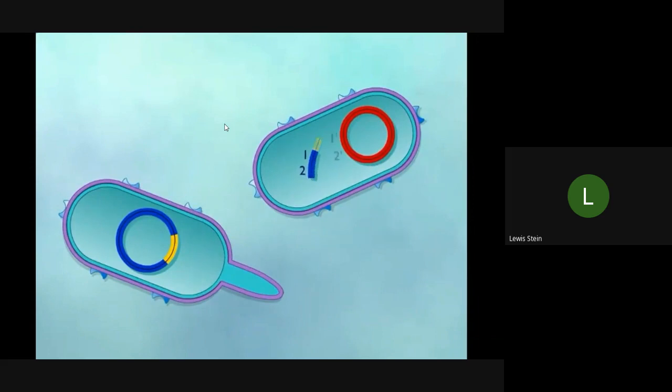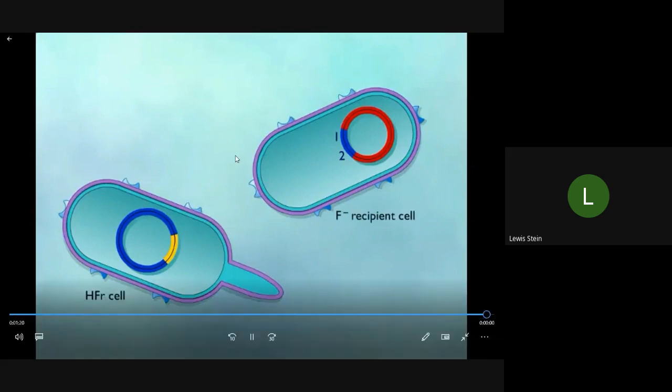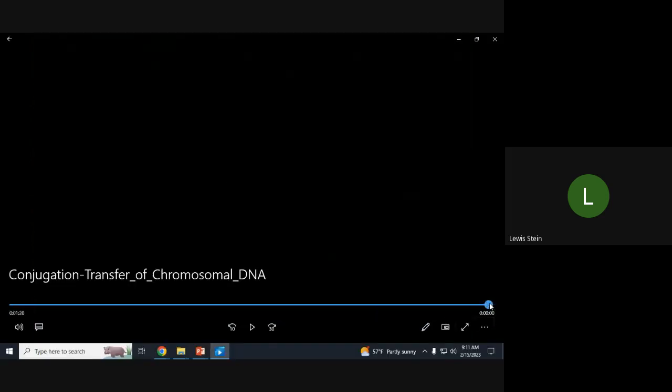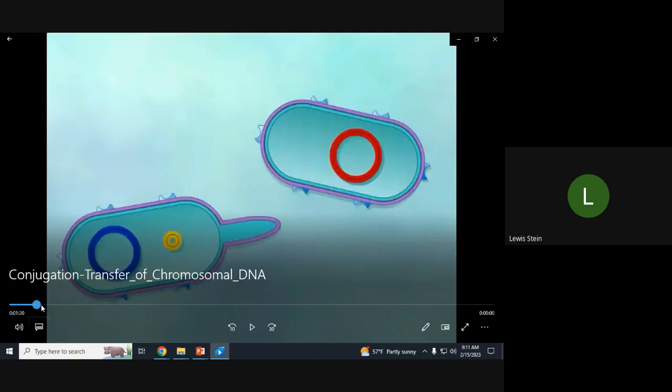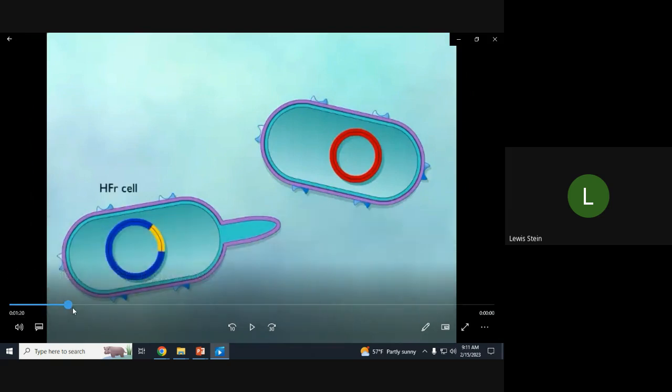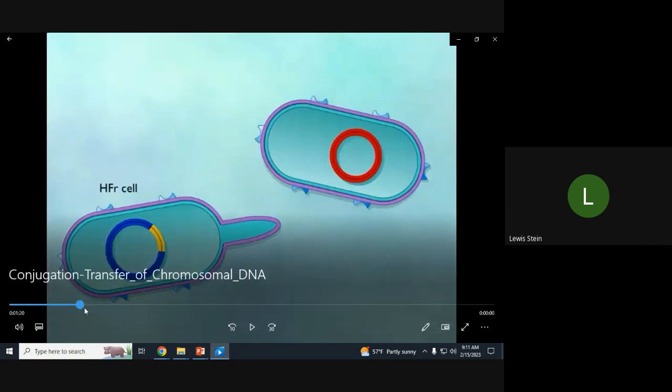The donor DNA is integrated into the recipient cell's DNA by homologous recombination. The recipient now carries transferred genes but remains F-, whereas the donor cell remains HFR. So the distinction between these two events is very straightforward, very simple. In this particular instance, it's a unique kind of cell. This is the E. coli we use, this HFR E. coli, because it willingly incorporates genetic material into it.